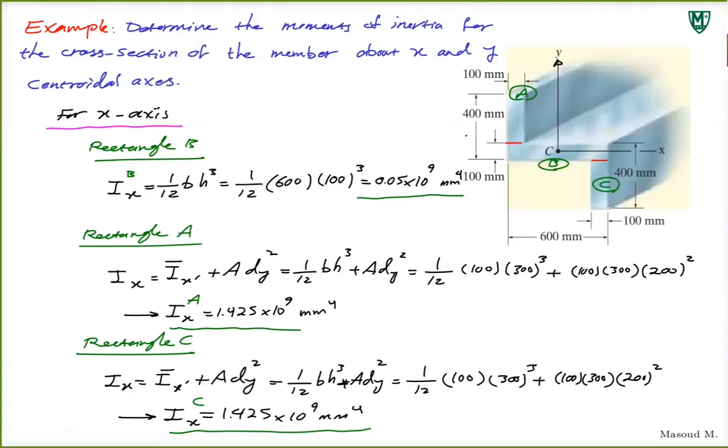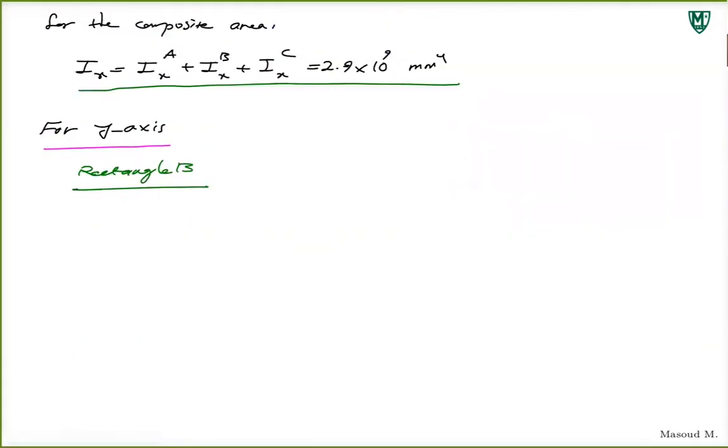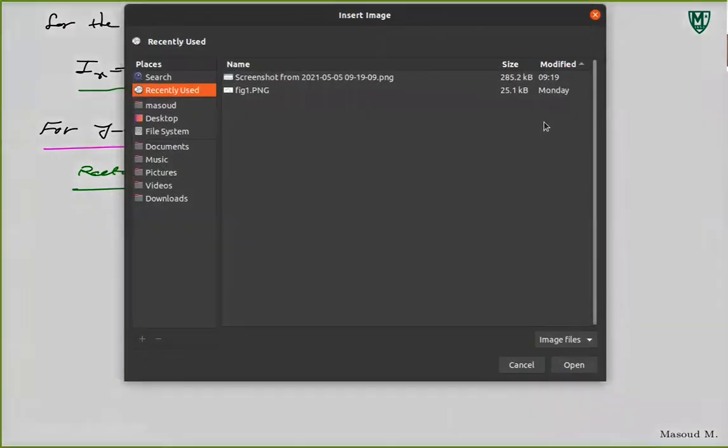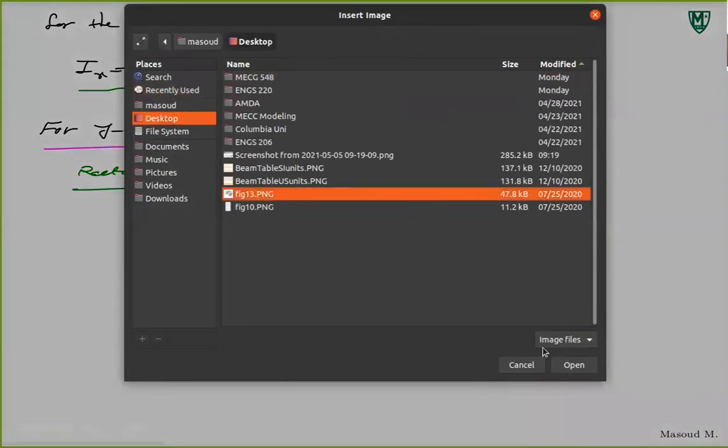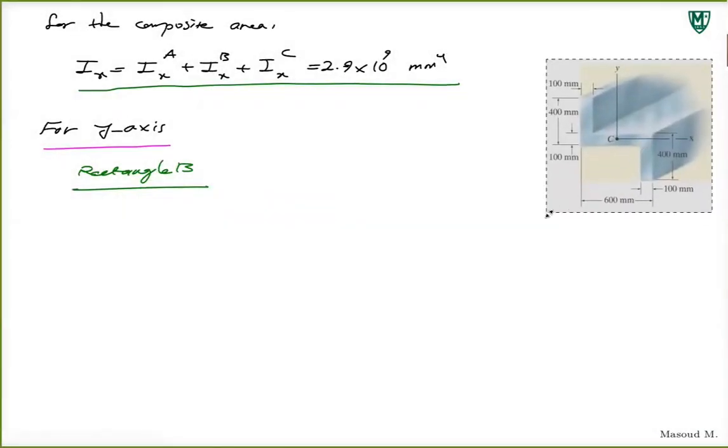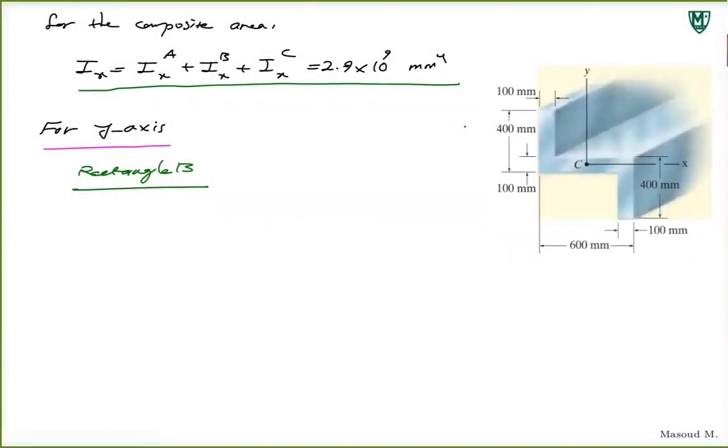Rectangle B. Maybe I can bring the picture again here if I can find it, just so I don't go back and forth, so you don't get a headache. Figure 13. There we go. Make it bigger. All right, so here are our segments. This one here and this one there. This is rectangle A. All right, then we have rectangle B and we have rectangle C there.